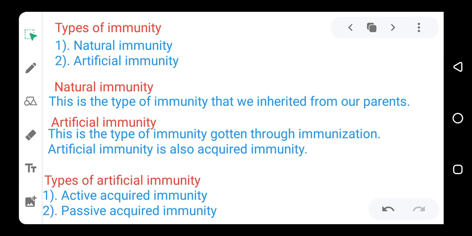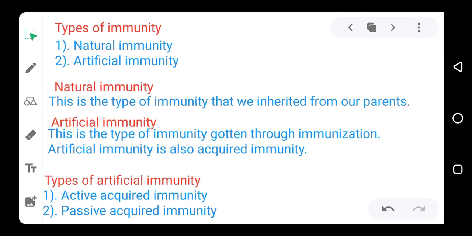This is normally done through what we call immunization. When babies are born, after some months, they are taken for immunization, and the essence of immunization is to equip their body with more ability to fight diseases. So their body is being helped to attack enemies when they come, and that is a form of artificial immunity. So immunization is part of artificial immunity.